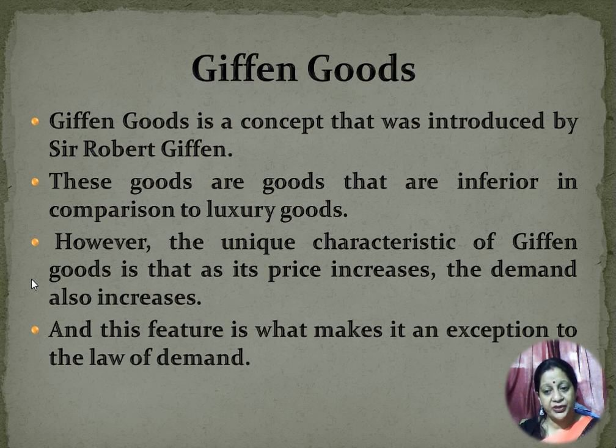So the commodities whose prices are high are known only by their high prices in the market, and if the price of such a commodity becomes low, the customers become confused about why the price has gone down, as this feature is what makes it an exception to the law of demand.